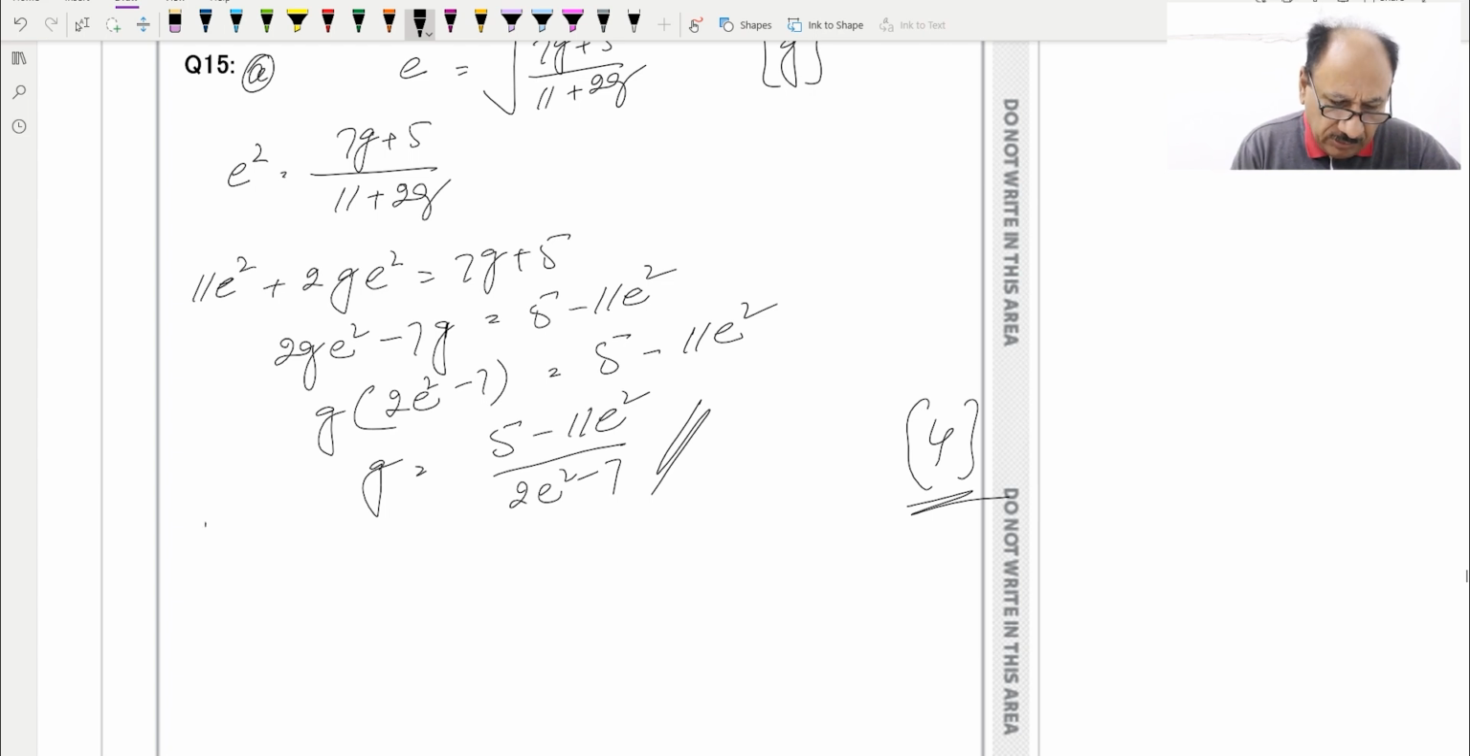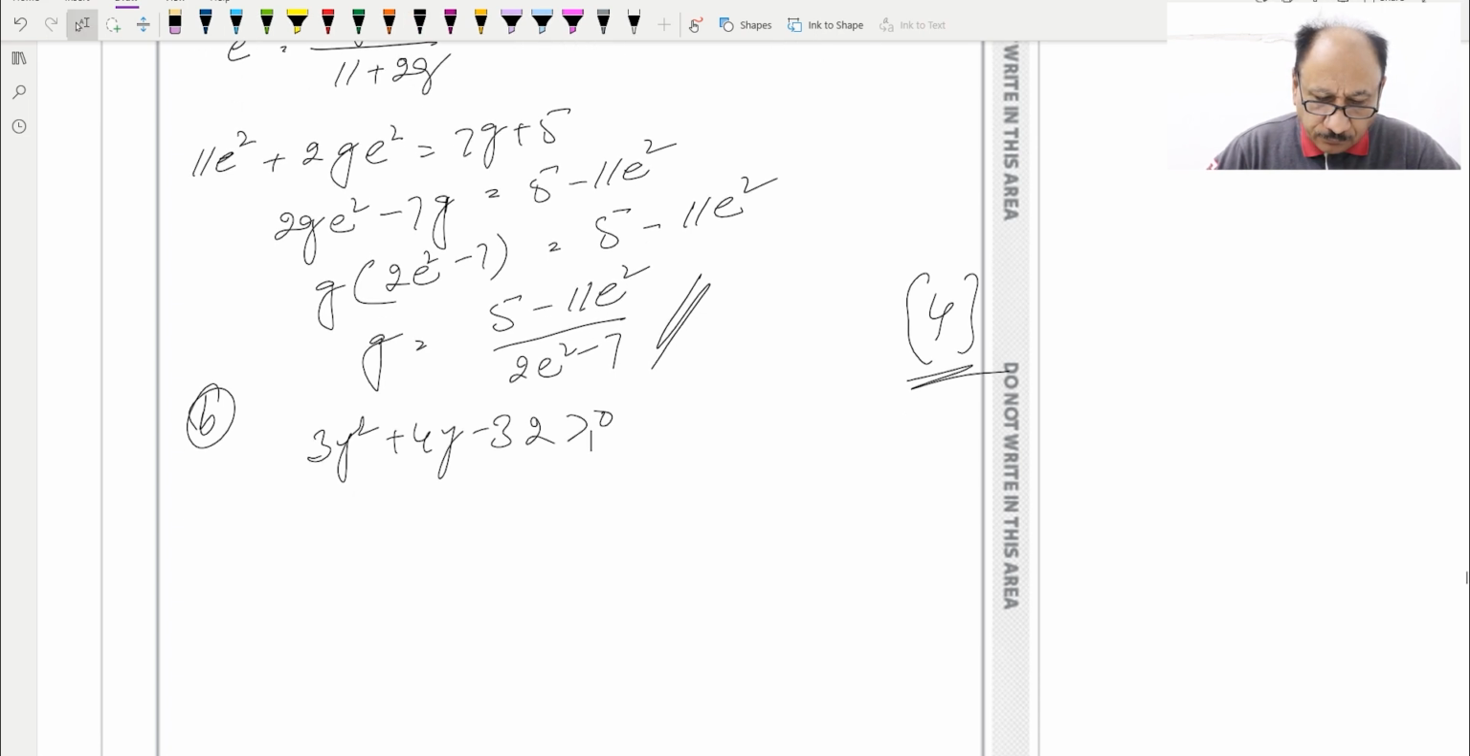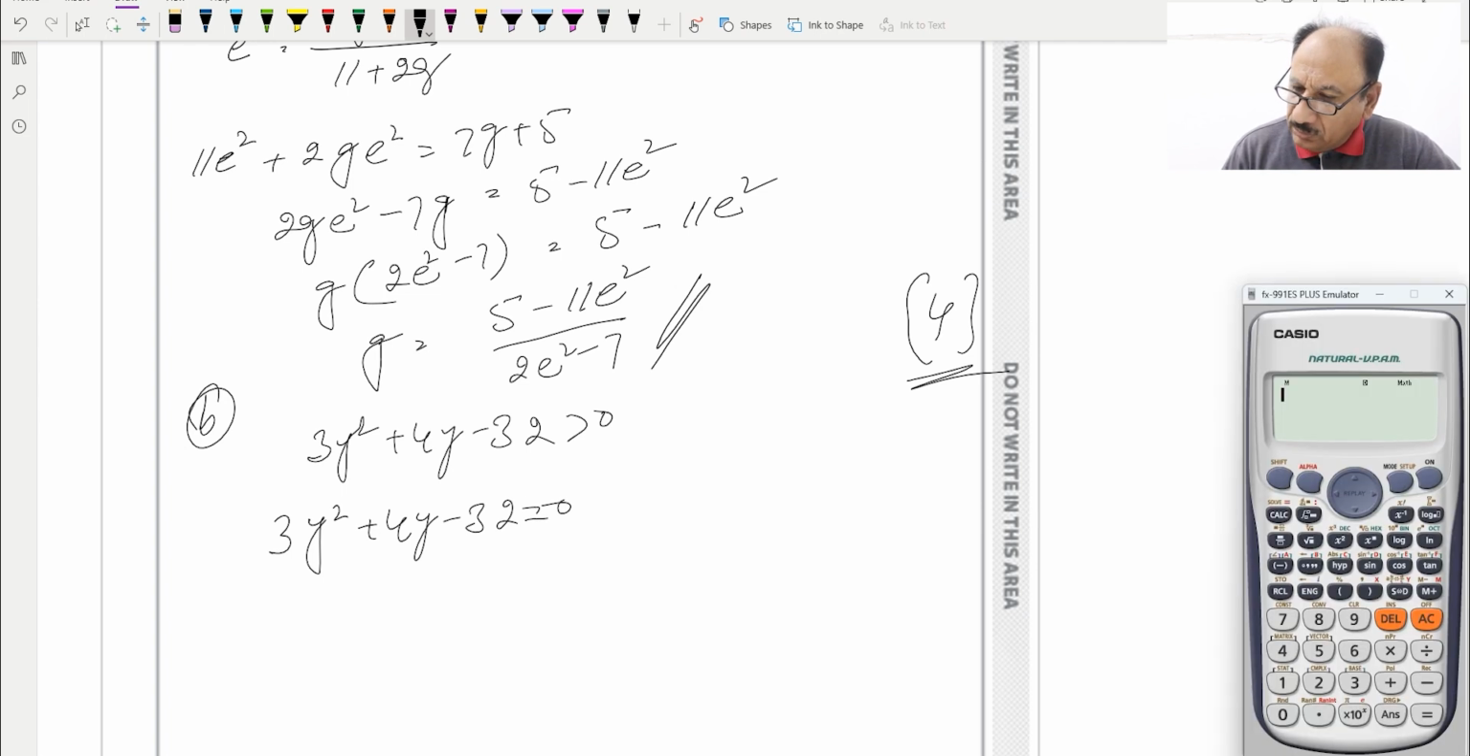Now they're saying B part, they're saying solve the inequality, and the inequality is 3y square plus 4y minus 32 is greater than 0. So we will take it in the form of equality and we will solve 3y square plus 4y minus 32 is equal to 0. It will be mode 5 3. You know how to solve the quadratic equations. You can apply the quadratic formula or whatever method you like.